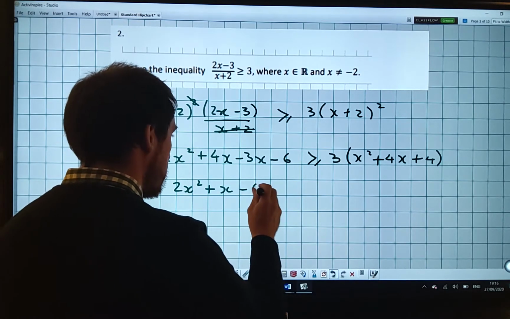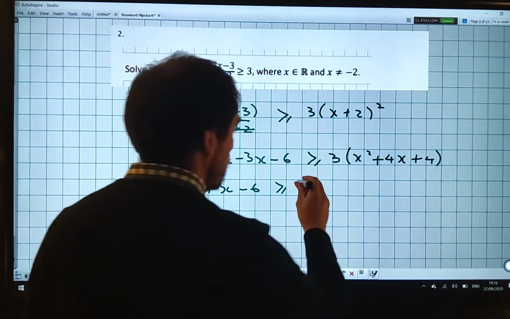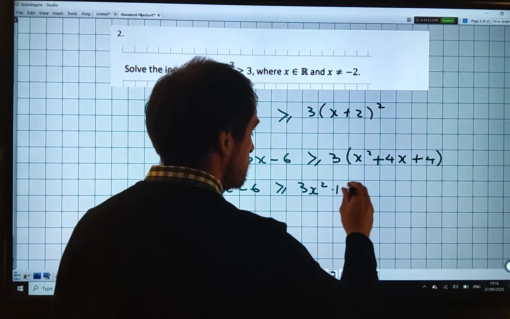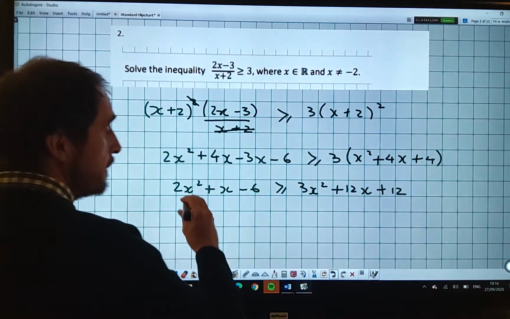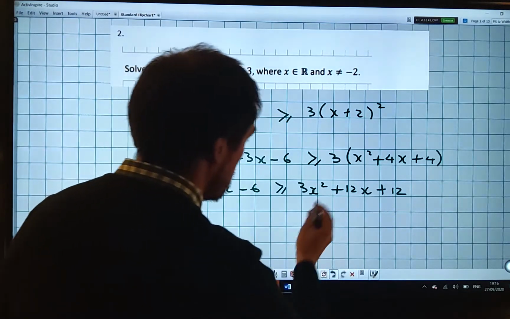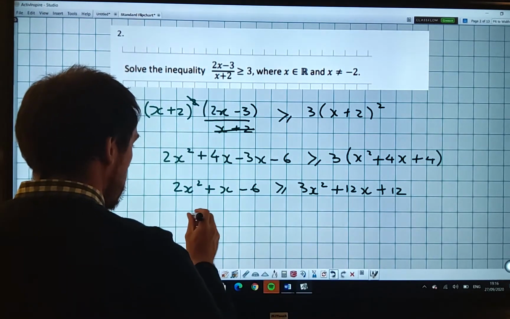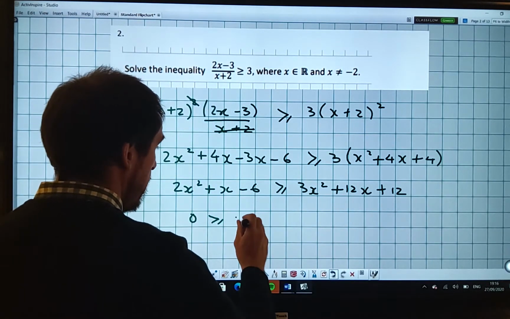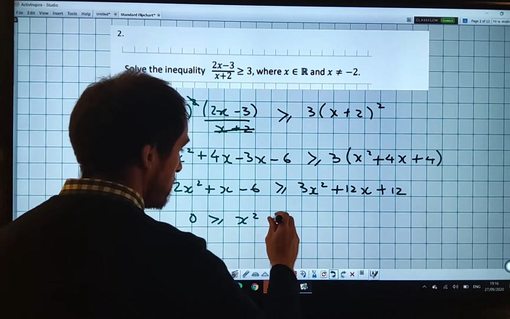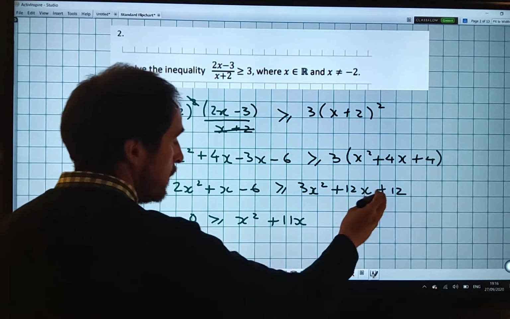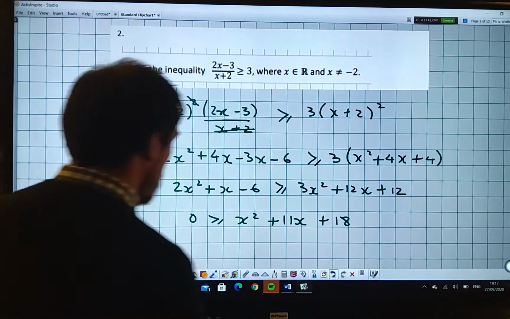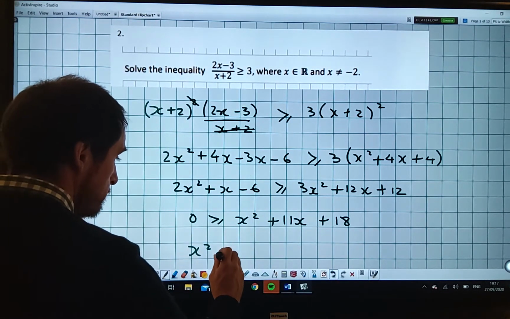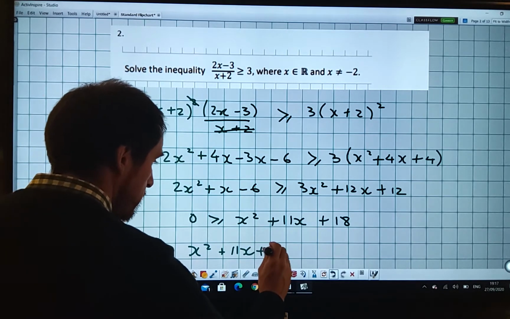Plus x minus 6, and that's greater or equal than 3x squared plus 12x plus 12. Now if I bring all this to the other side, because I want this to be positive, that's going to get me 0 is greater or equal than x squared, 12x minus x is 11x, 12, that's going to be plus 18. Or I can say now that that's x squared plus 11x plus 18.